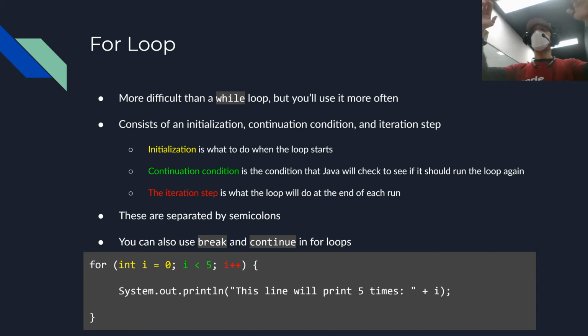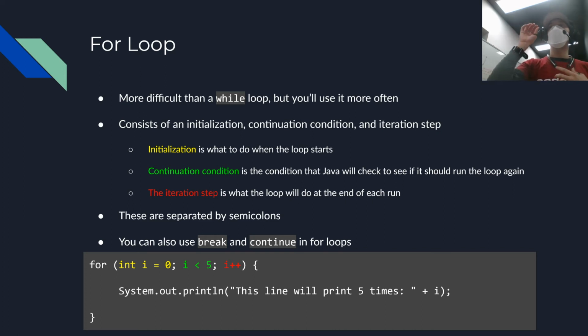Inside the parentheses of the for loop, there are three parts. They're separated by semicolons, okay? The three parts are the initialization, what it does before the loop starts; the continuation condition, which is similar to the while loop, what needs to be true for me to keep going; and then I call it the iteration step. After things finish running, what do I do before I start the next step? Okay?